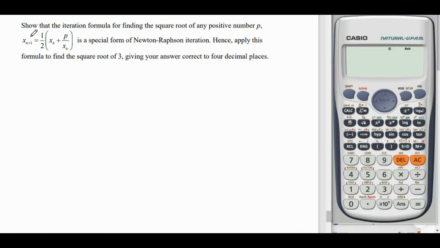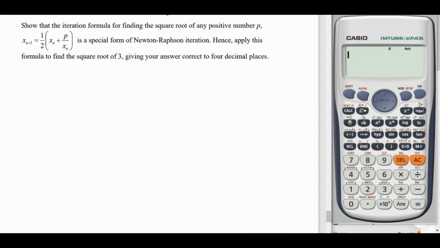Hi everyone. For this question, they ask, show that the iteration formula for finding the square root of any positive number p, as stated here, is a special form from Newton-Raphson iteration. Hence, means using this formula, apply the formula to find the square root of 3. Give your answer correct to 4 decimal places.